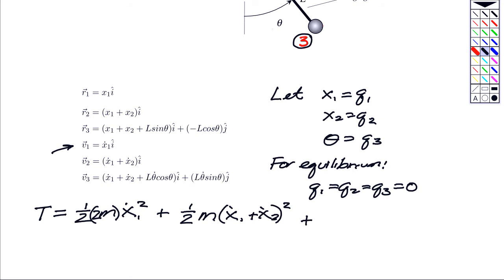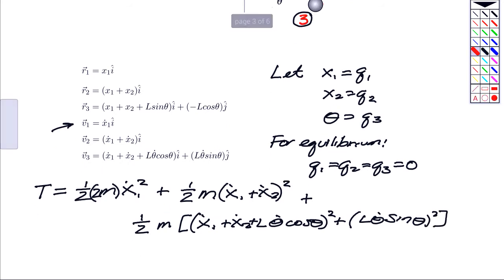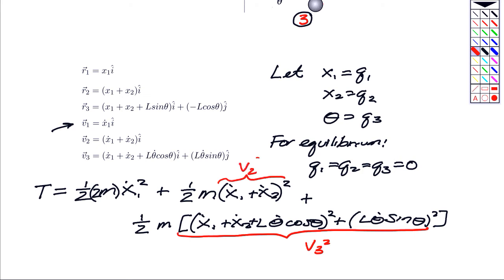And then for particle 3, what we will have is 1/2 m, and that will be x1 dot plus x2 dot plus L theta dot cosine theta. That's the i component. We square that. And the j component, L theta dot sine theta, that gets squared and added on to there. So just as a reminder, this is the speed of particle 3 squared. This is the speed squared of particle 2. And this is the speed squared of particle 1.